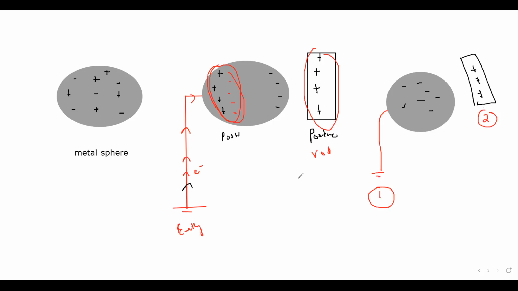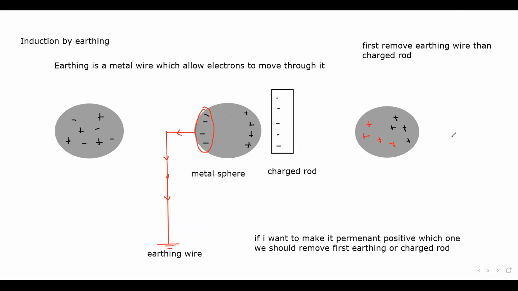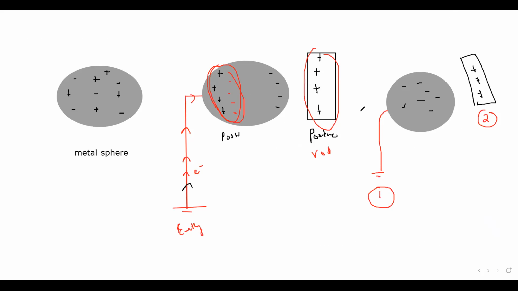Is it clear? This is electrostatic induction by earthing. If you bring a negative charge rod and connect the earthing, the net charge will be positive. If you bring a positive charge rod and connect the earthing, the net charge will be negative.